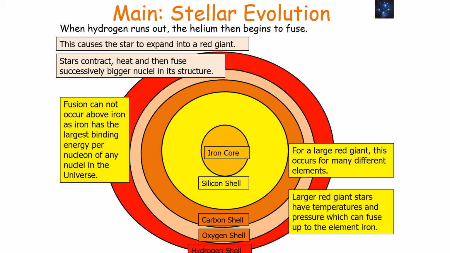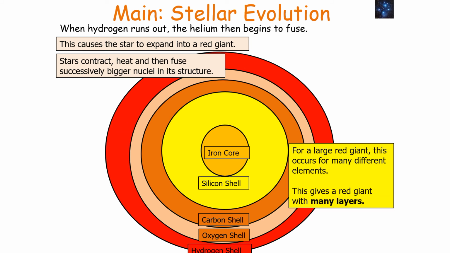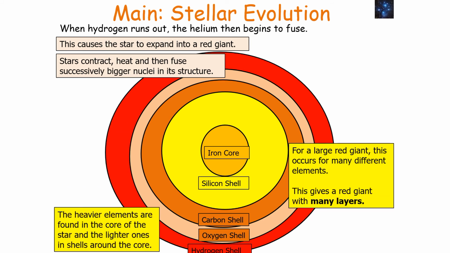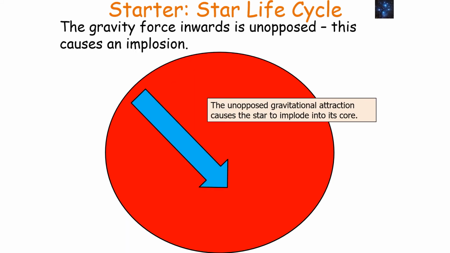So it's important to know that our red giant has many different layers. Now fusion cannot occur above iron because iron has the largest binding energy per nucleon of any nuclei in our universe. So the heavier elements are found in the core of the star and the lighter ones in the shells around the core. But eventually when you get to iron, the fusion stops and therefore the gravitational force inwards is unopposed, which causes an implosion.